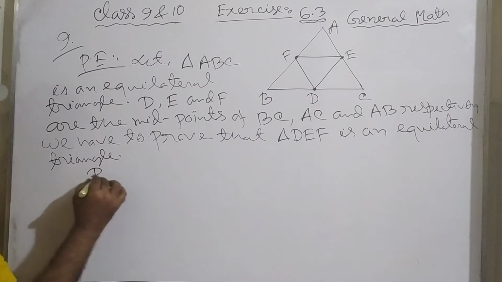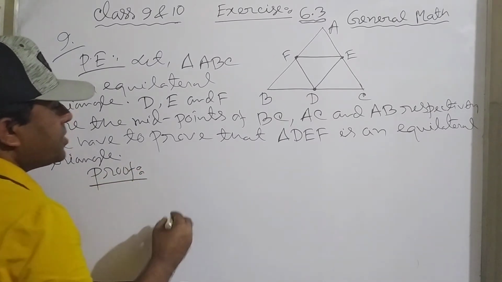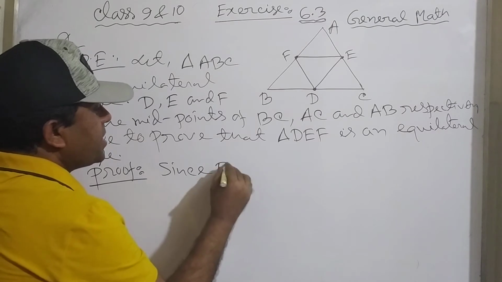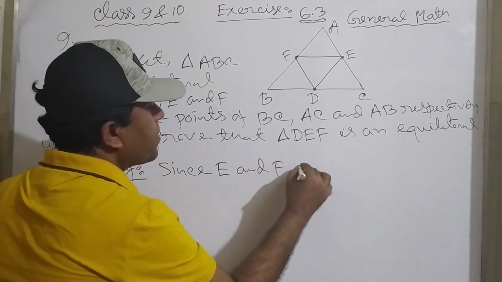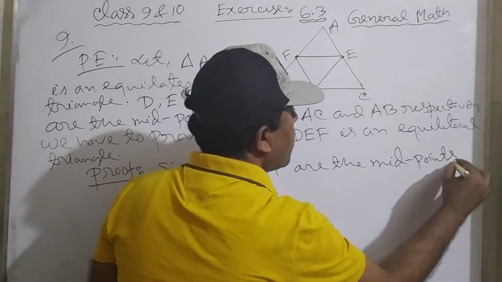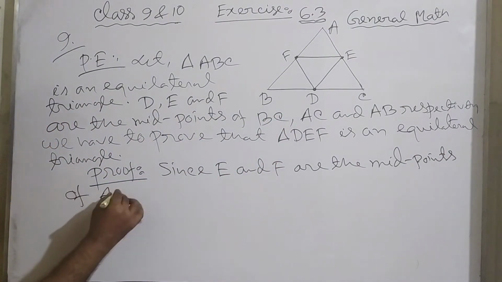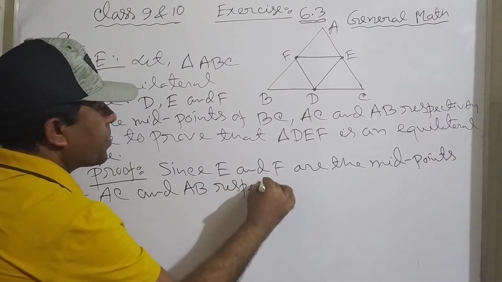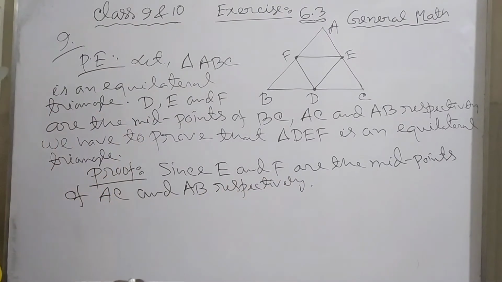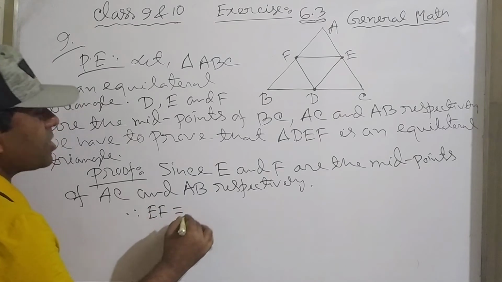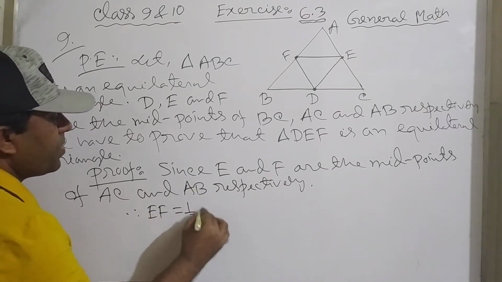Proof. Since E and F are the midpoints of AC and AB respectively, EF equals half of the third side, that means half of BC.